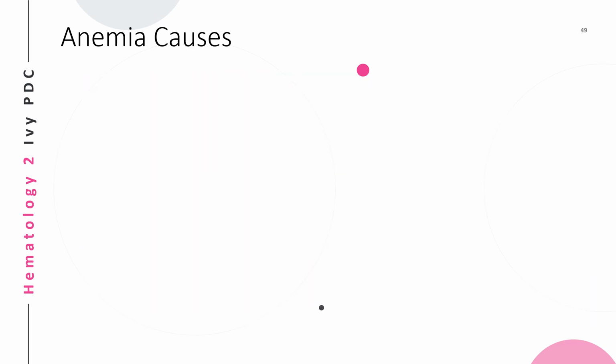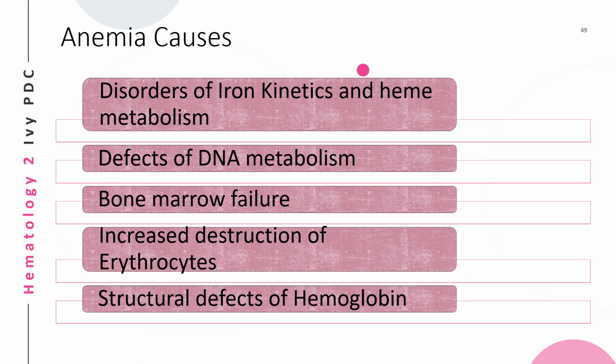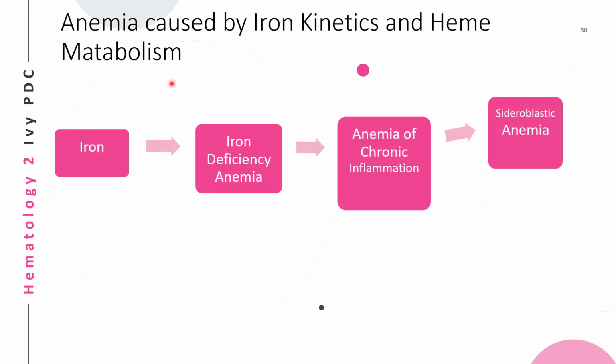The different causes of anemia would be a disorder in the iron kinetics and the heme metabolism, any defects in the DNA metabolism, bone marrow failure, an increased destruction of these red blood cells, and structural defects of hemoglobin. Anemia is caused by a defect in the iron kinetics and heme metabolism. So why is iron important?